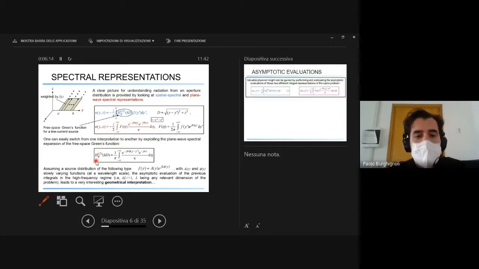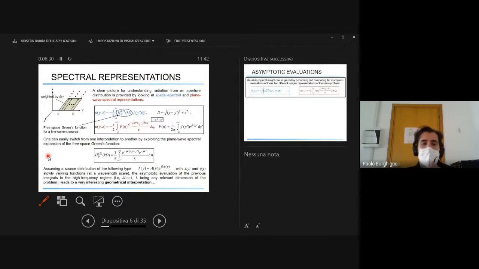Now, it is interesting to assume a source distribution of the following type: an amplitude distribution and a phase distribution that are slowly varying functions with respect to the wavelength.